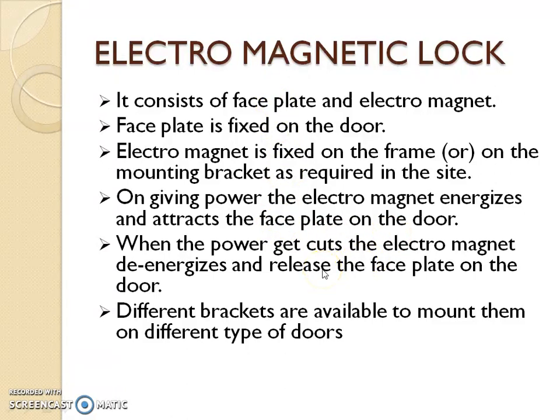When the electric supply is cut off, the faceplate is released from the electromagnet, which makes it easy to open the door. So the device has to be operated by keeping your card on the reader or whatever access system it is. It can be a biometric system or whatever system you use to regulate the movement of the people.